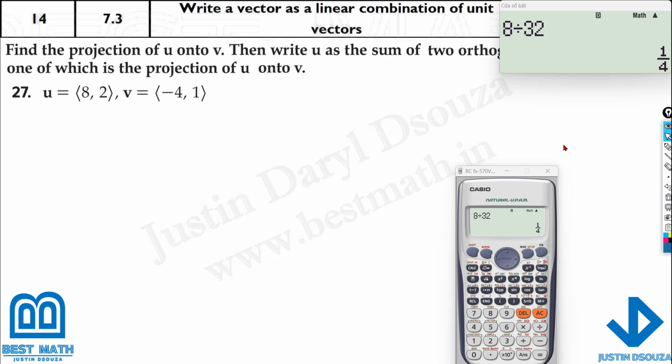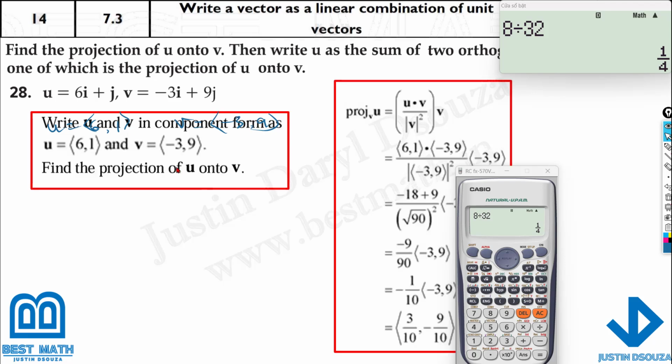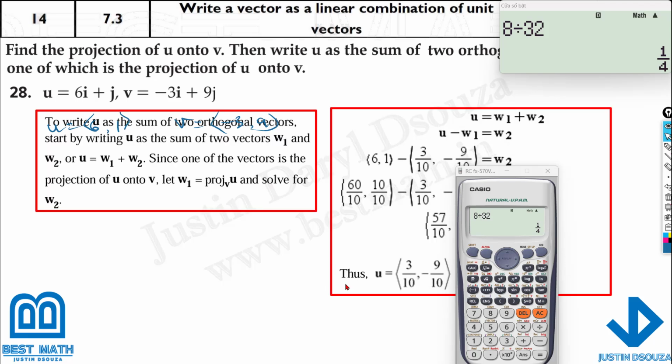Similarly, please do the problems. These are just the same, only the values have changed. There is no difference in any of these problems. Whenever we have been given i and j, write the coefficients as x and y. This will be 6 and 1 because there's nothing here. And over here we have -3 and 9. That's how we write it. And then you can solve it up.